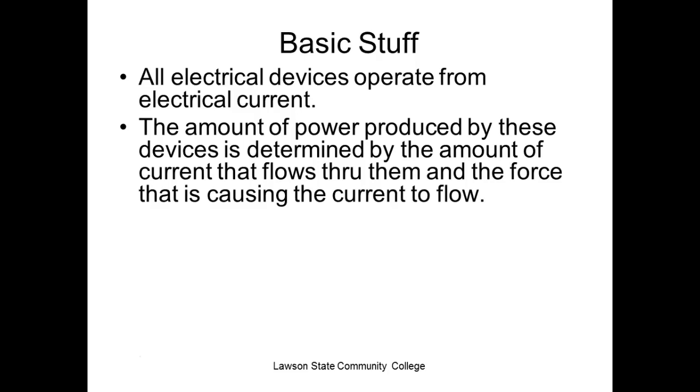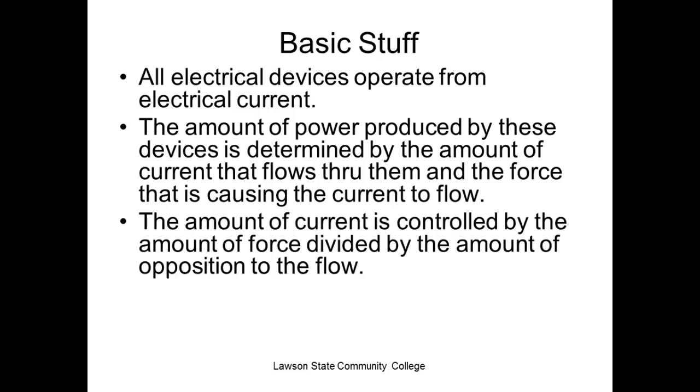So current is speed. When we start talking about current in electricity, that is speed. That's the rate something's moving. Everybody understand that? And then of course we have to have a force. We have to have a pressure. We have to have a push, right, to create a force. The amount of current is controlled by the amount of force divided by the amount of opposition. Does that make sense?